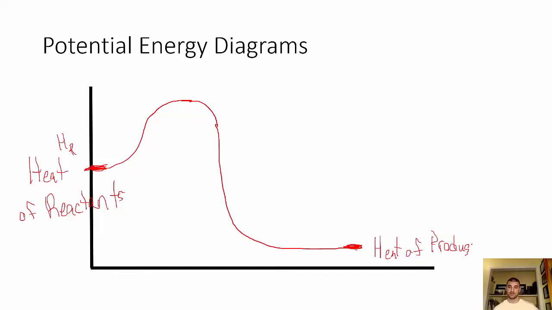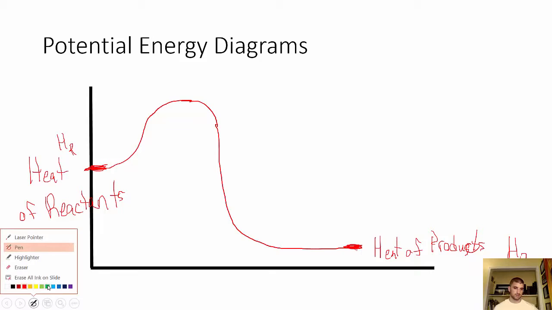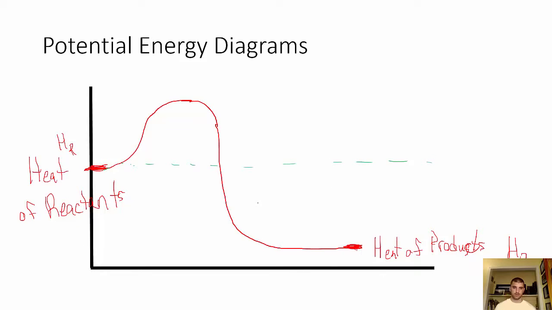And take a guess how we can abbreviate that, HP. Now if we were to draw an imaginary line, and I think I can change my colors here, so I'm going to do that. We were to draw an imaginary line going across from the heat of reactants to the heat of products. This right here, from where we started to where we finished, we call that the change in heat, or our delta H.